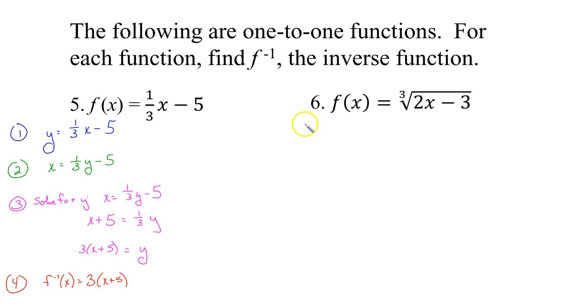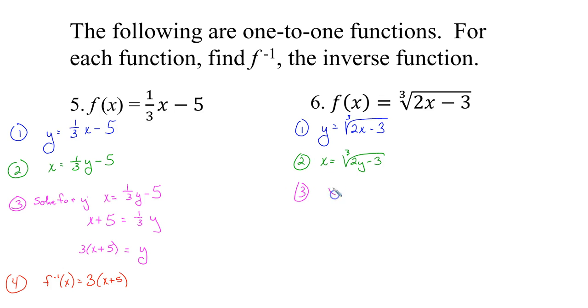Same 4 steps. The first one, f of x, we're going to rewrite this as y is equal to the cubed root of 2x minus 3. Second step is to flip-flop the x's and y's. So x is equal to the cubed root of 2y minus 3. And now I'm going to solve for y.